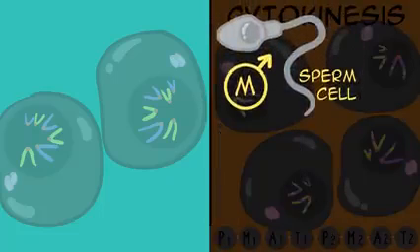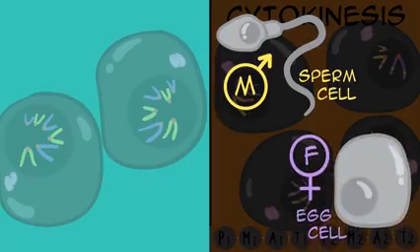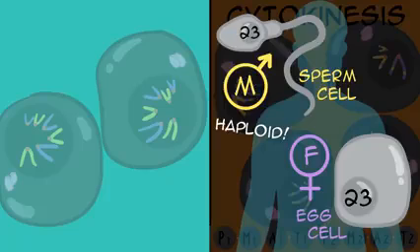Males make sperm cells in meiosis, and females make egg cells in meiosis. These gametes are haploid, meaning they have half the number of chromosomes as the original starting cell. In the case of humans, the resulting cells would each have 23 chromosomes.